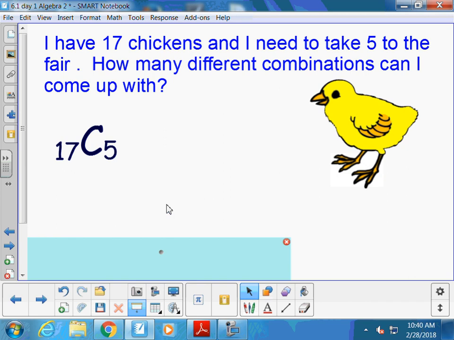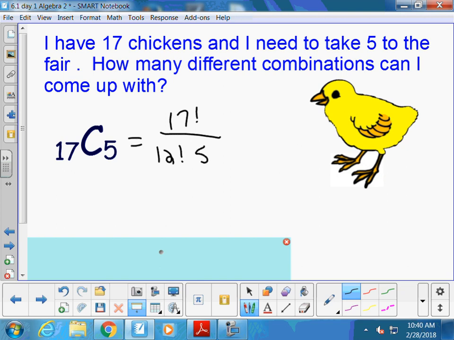You can't take them all to the fair. You can only take 5. So we're going to use our factorial to do this. It would be a 17 factorial on the top. On the bottom, you would do 17 minus 5, which is 12 factorial. And then you'd have a 5 factorial. So we need to talk about who would cancel and who would not. It's going to be kind of long.